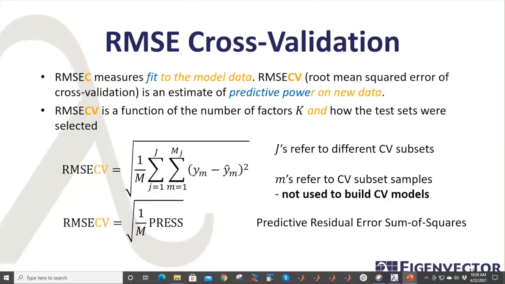Going on to the next slide, our root mean square error of cross-validation. We've seen this before, and as well as helping us determine the number of factors or latent variables to keep, it's also an estimate of the predictive power of our model on new data. It looks like this, and we saw it in a different form on the other slide. We split our data into the subsets, capture this error term for each sample in the subset, do that for all the subsets, and then average that, and we get our root mean square error of cross-validation. M here is the samples not used to build the model. So this sample is taken out of the model.